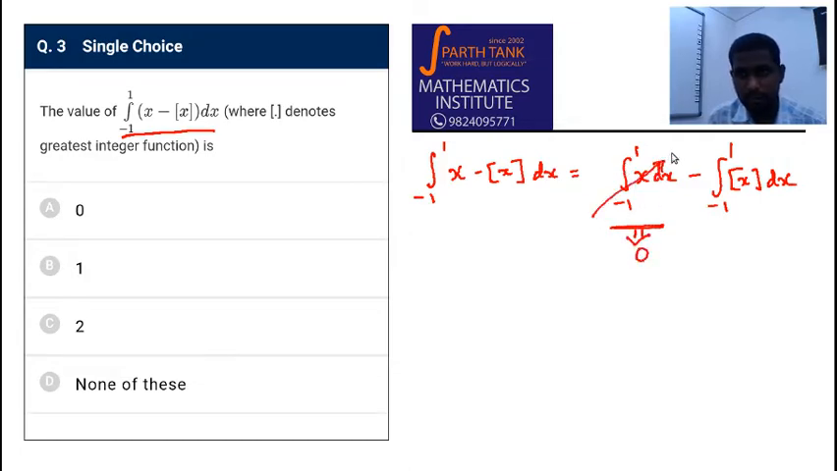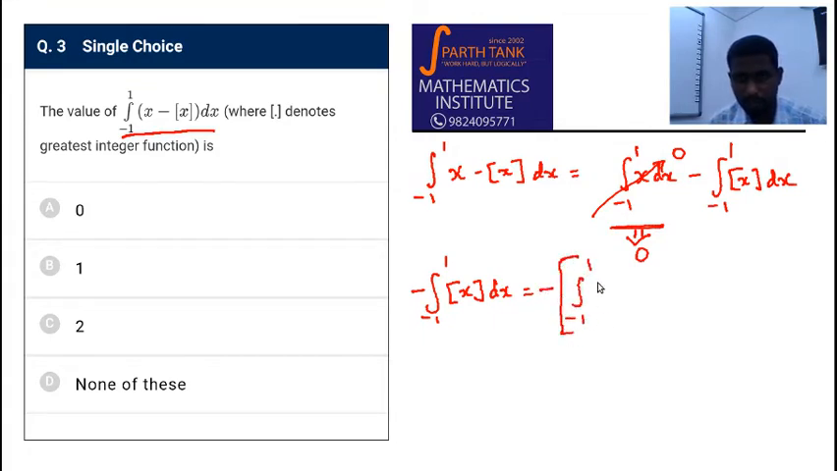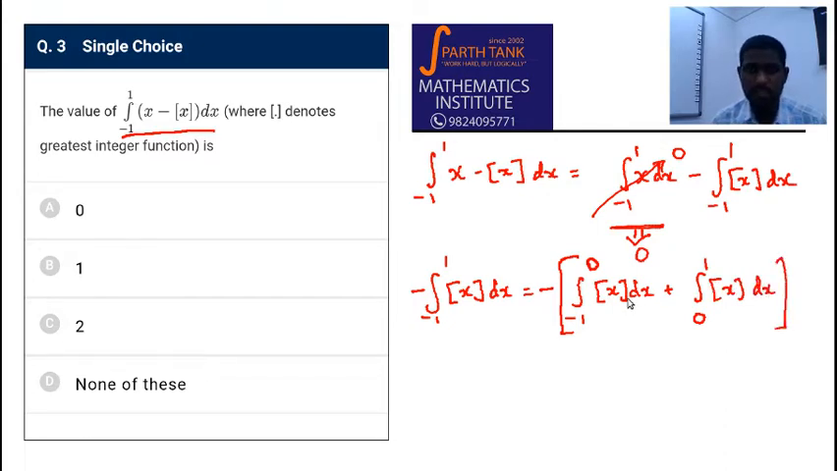So it is gone. So the second integral is nothing but the integral from minus 1 to 1, with a negative sign, of floor x dx. Now let us split this into two parts, keeping the minus common out: the integral from minus 1 to 0 of floor of x dx, and from 0 to 1 of floor of x dx, because we know the floor function changes value at each integer location.